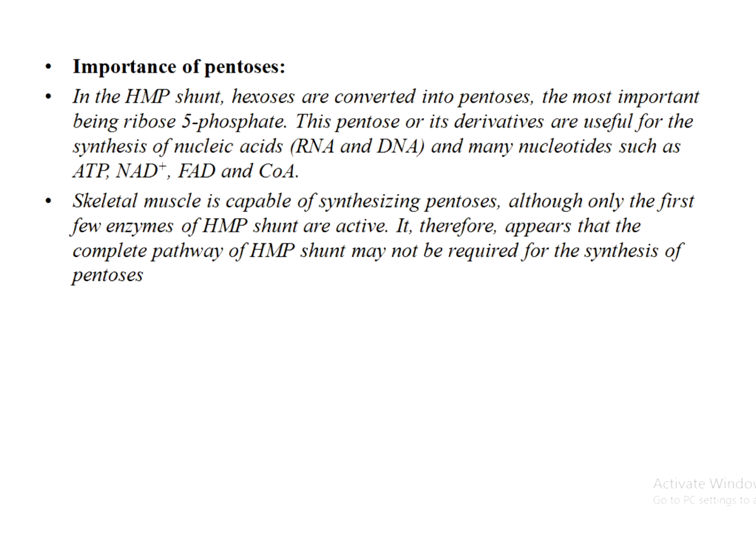Next is the importance of pentoses. In the HMP shunt pathway, hexoses are converted into pentoses. The most important thing is ribose 5-phosphate. We can see in that cycle that this enzyme is entering the non-oxidative phase. And these derivatives are useful in the synthesis of nucleic acids and many nucleotides. Skeletal muscle is not capable of synthesizing pentose by itself, and the first few enzymes of the HMP shunt pathway are very active because they may not be required for the synthesis of the pentoses.